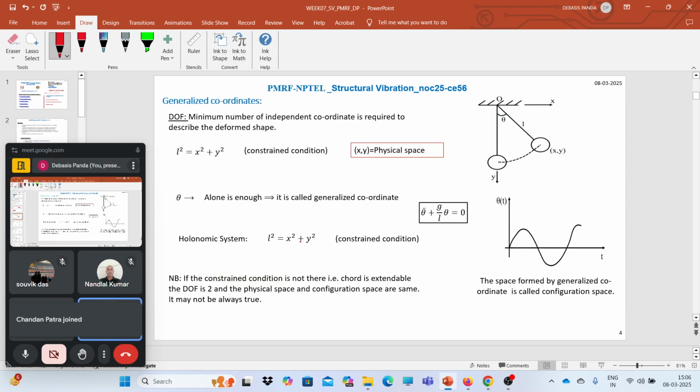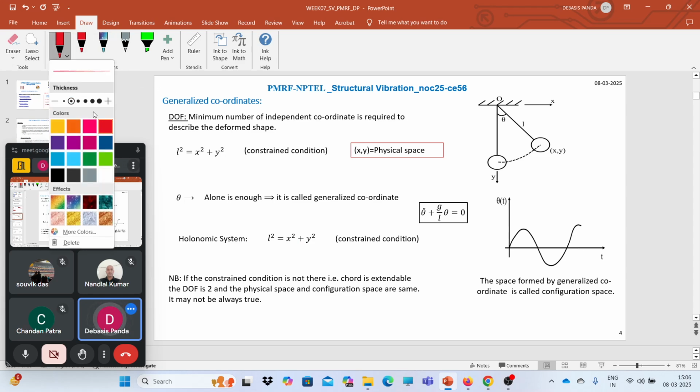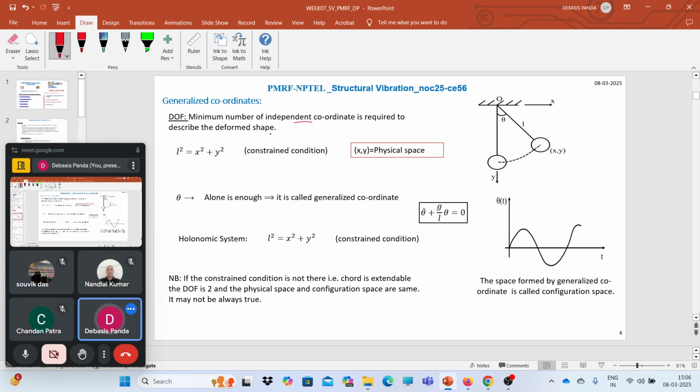First, let's try to understand what we mean by generalized coordinates. We know what we mean by degree of freedom; already we have defined it. It's the minimum number of independent coordinates required to describe the deformed shape, or required to describe the position of the mass corresponding to its original position.